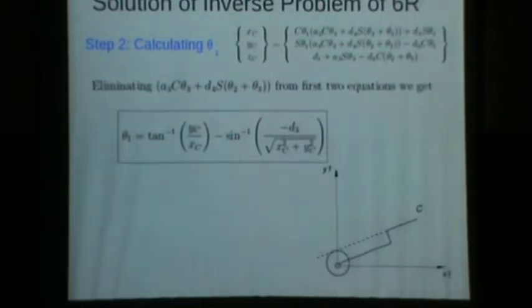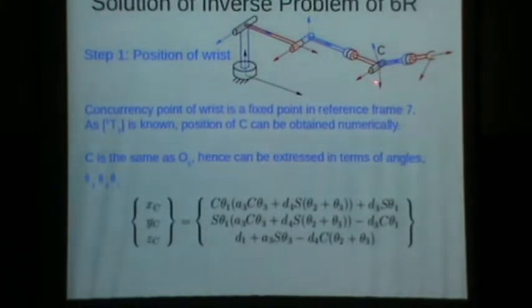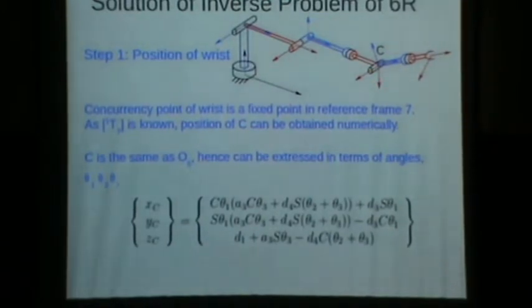And what is meant by both being 0, xc and yc being 0? We go back to our mechanism. This is the point C. What is meant by xc, yc being 0?